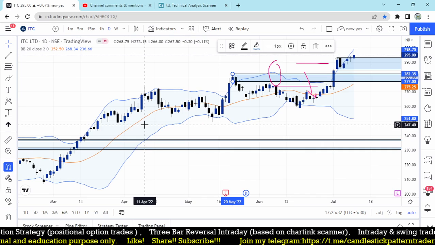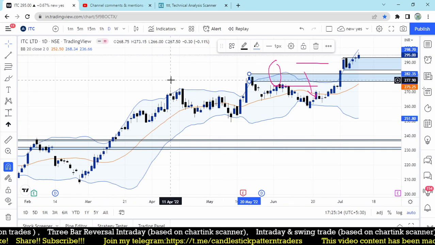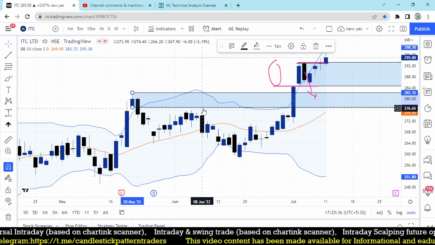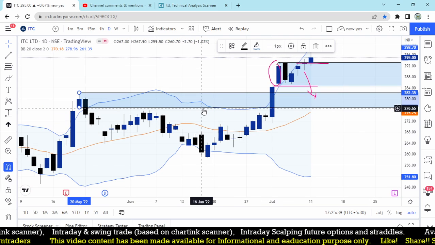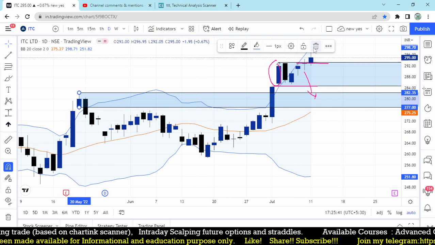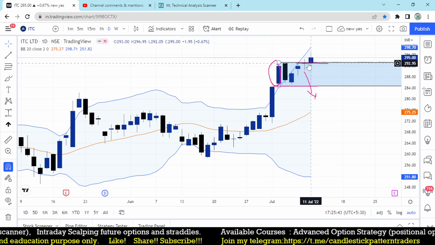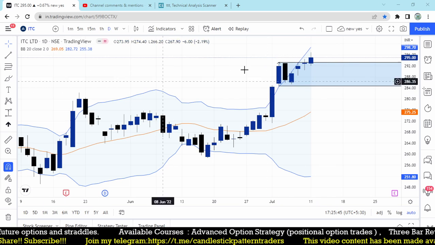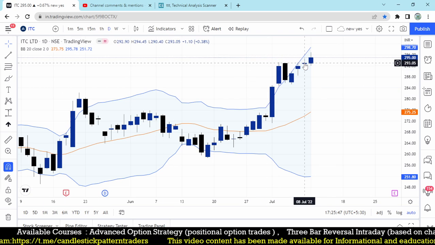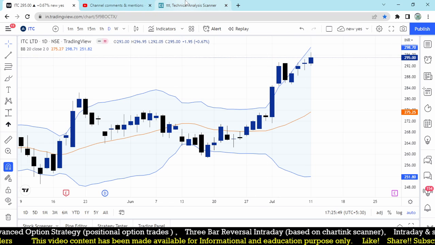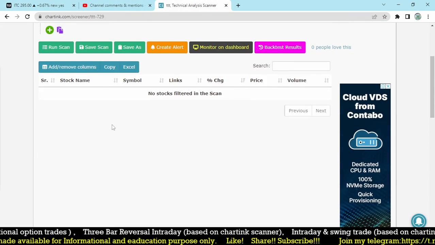Most of the time the market never closes above the level. So if it closes above the level, a significant move can be expected. Based on the Bollinger Band, we can find out some stocks. This is the way we can find a stock which is closed over and above the upper Bollinger Band. Same thing we can find out with the lower Bollinger Band.